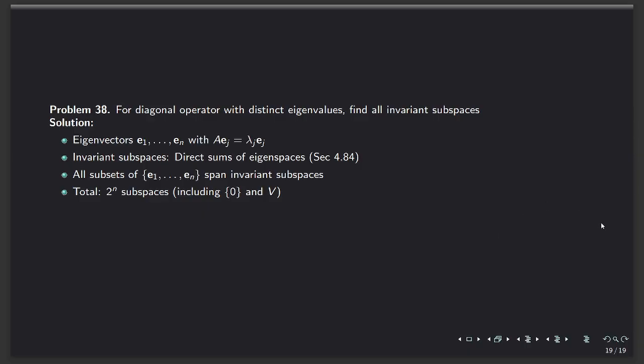The eigenvectors e1 through en form a basis. So we construct this, and given these definitions, any subspace spanned by a subset of these basis eigenvectors is an invariant subspace. And since there are 2 to the n possible subsets of the n basis vectors, there are 2 to the n invariant subspaces in total, ranging from the zero subspace to the entire space V.